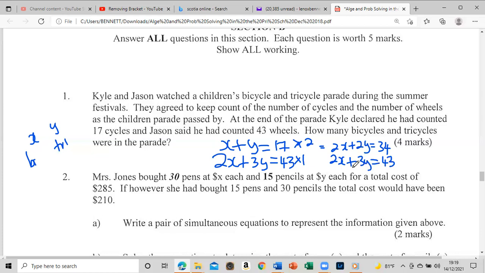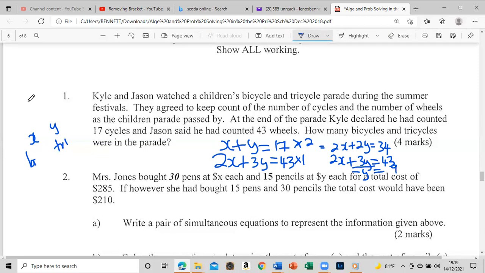So 2y minus 3y, that's a negative y. And then this, what is 34 minus 43? That's negative 9, right? So you have 9 tricycles. How many was y? So y is 9, positive 9 tricycles. So 9 3s are 27.